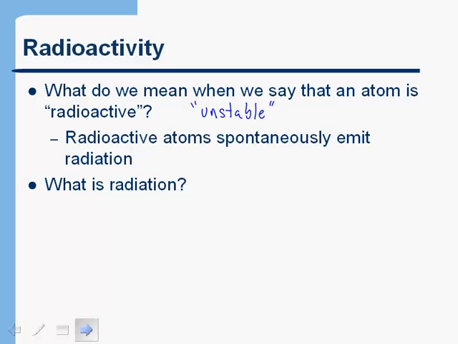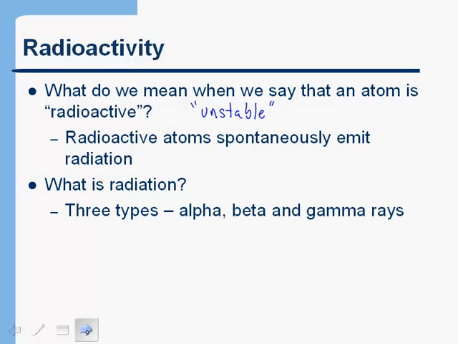We want to talk about what are the different types of radiation that it can emit, and this will be one of the principal things that we talk about in this PowerPoint. It turns out that there are three types of radiation that can be emitted by a radioactive atom, and those are called alpha, beta, and gamma rays. We will go through each of those in quite a bit of detail.